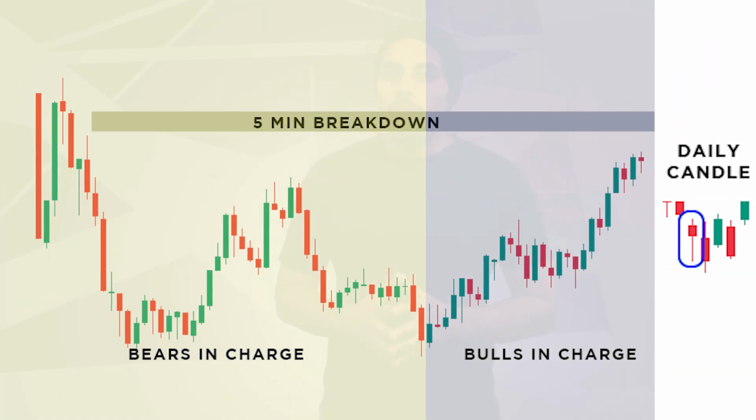Let's say we have a hammer candle in the daily time frame. That means in the first half, the bears were winning over the bulls, but before the day end, we can see that in the second half the bulls recovered. So it doesn't matter if the candle that is closed is a green or red candle because it has a really small body. It just signifies that the bulls generated enough momentum to recover the price before the closing of the candle.